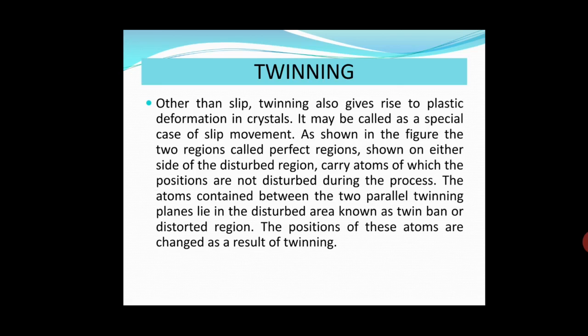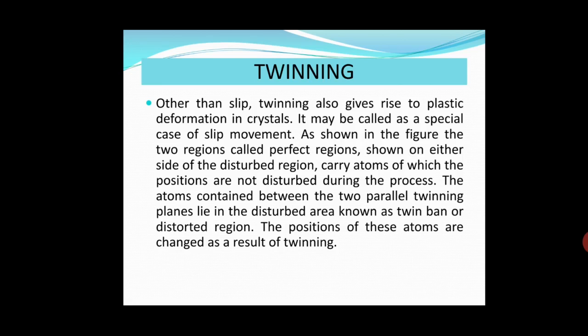It is a special case of slip movement. The region where slip cannot take place, twinning takes place. It is shown in the figure. It has two regions called perfect region, and another one is disturbed region. So perfect region carry atoms which are not disturbed during the process, and disturbed region get distorted.